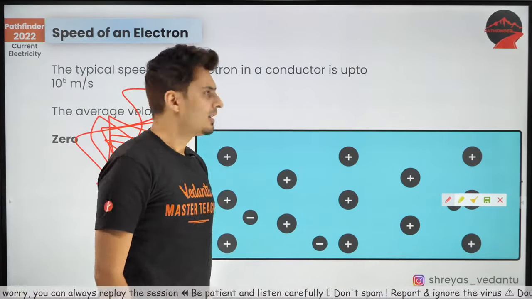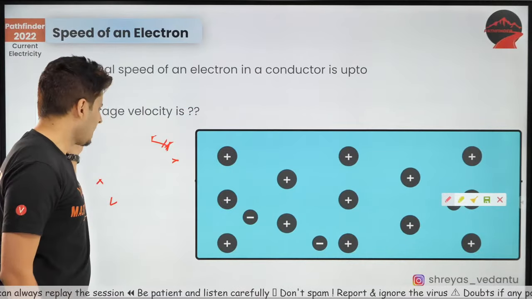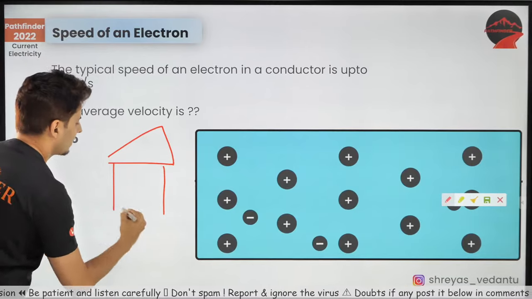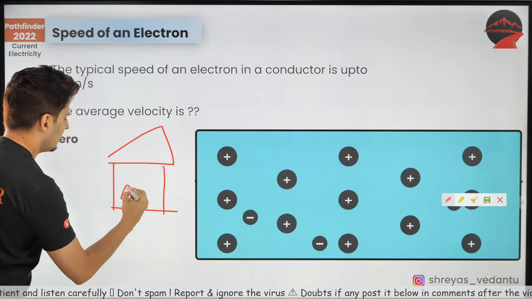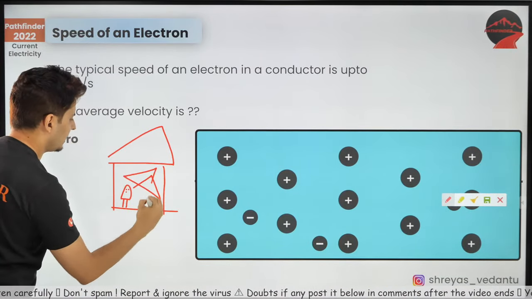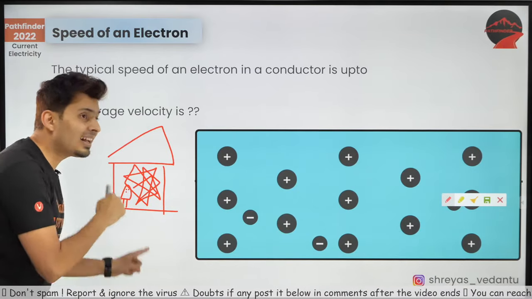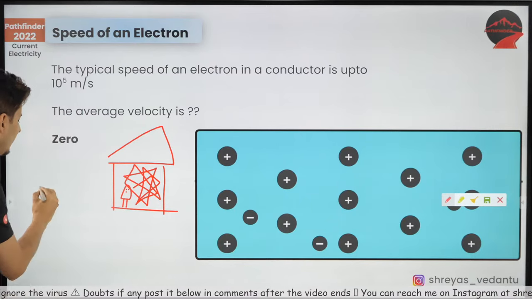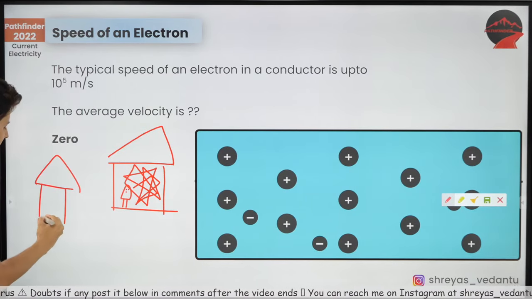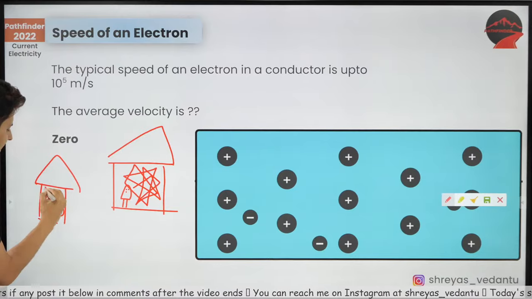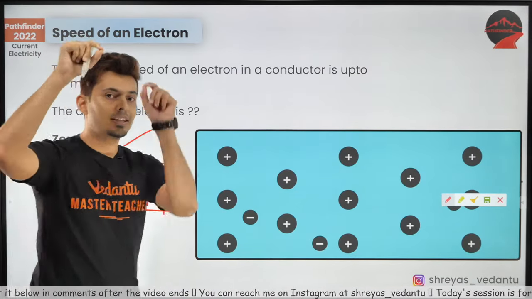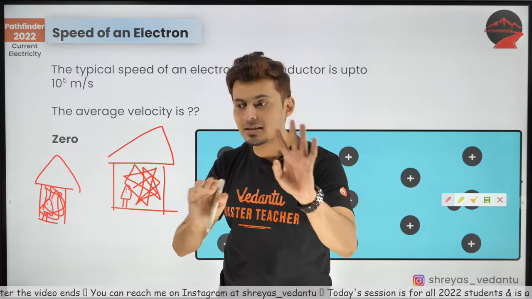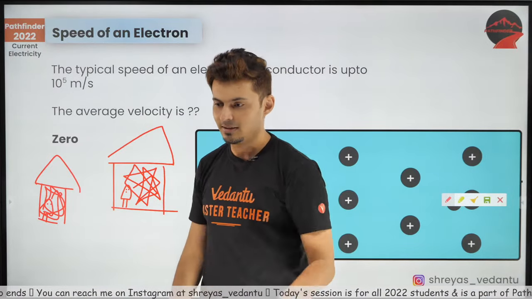It's like there is a crazy Pandu in the house, locked down, and this Pandu is getting so nervous, he keeps moving around the house, but he's inside the house. His average velocity is zero. Another Pandu in another house, locked down, that Pandu is also moving randomly inside the house. Average velocity, zero. He's having speed, but on an average, it is zero. I hope this is clear.